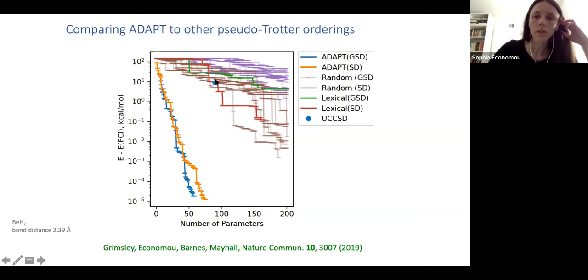The dot here is the UCCSD. But you see that when you do the ADAPT algorithm, you get qualitatively much better convergence, in curves that are very separated from these that bunch together. And this is something we did for a particular molecule at a bond distance that has strong correlations, but we've tried it for many different examples, and we always see this qualitative behavior.